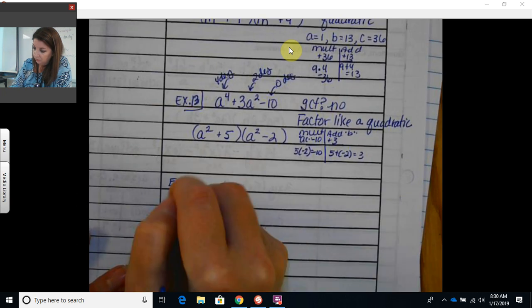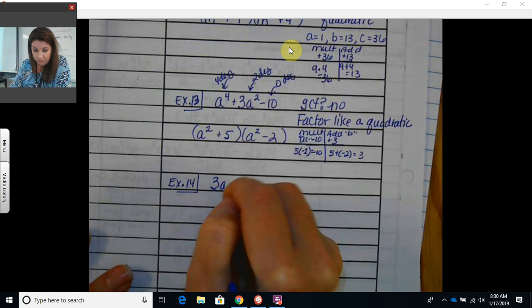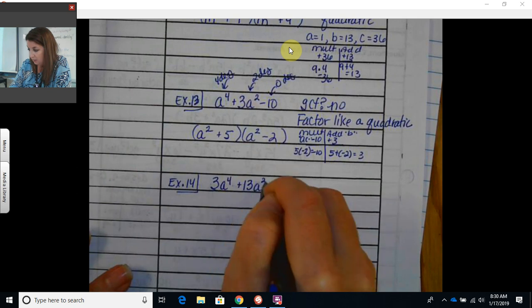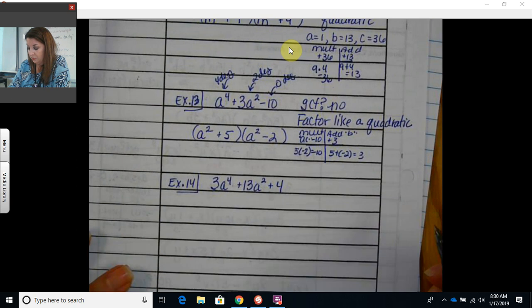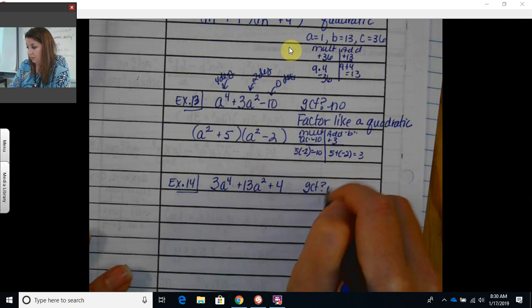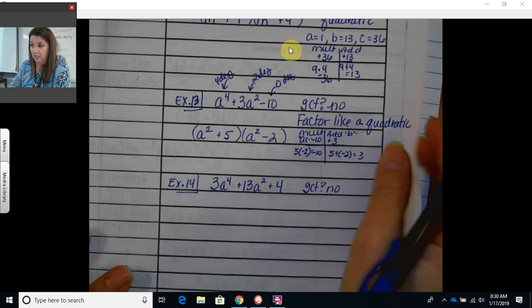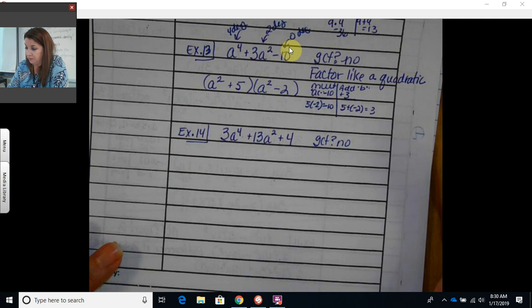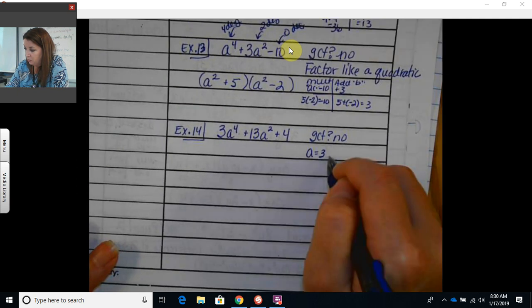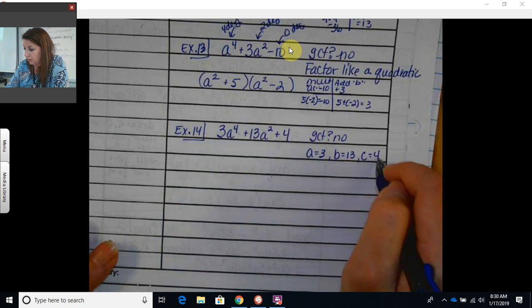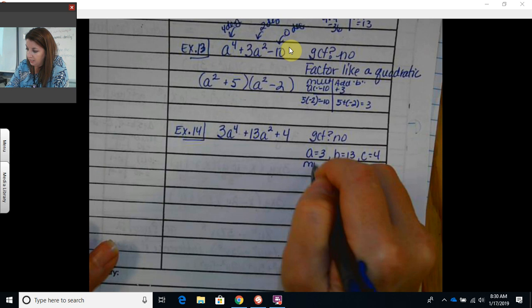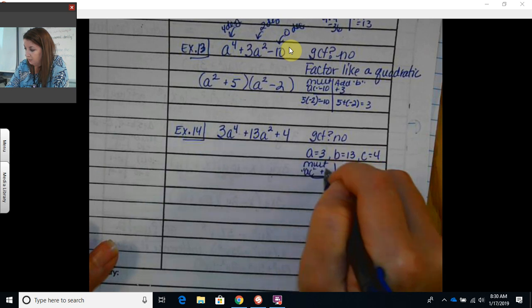Now, y'all have done a lot of work today. 3a to the 4th plus 13a squared plus 4. Is there a GCF? No. Can we factor like a quadratic? Yes. 4 degrees, 2 degrees, 0 degrees, right? Doesn't mean it's factorable, just like a quadratic's not always factorable. But if it is, that's how we can factor it. So A is 3, B is 13, C is 4. We need two numbers that multiply together to give us AC, which is positive 12, and add to get B, which is positive 13.